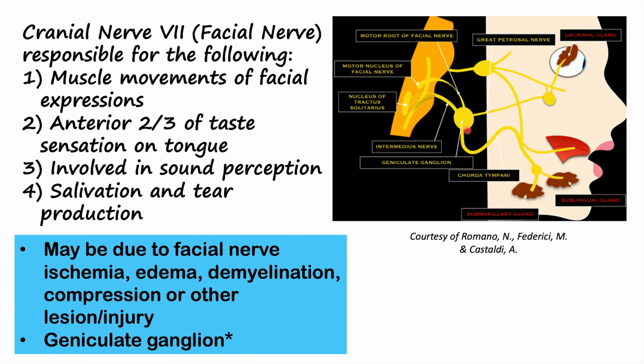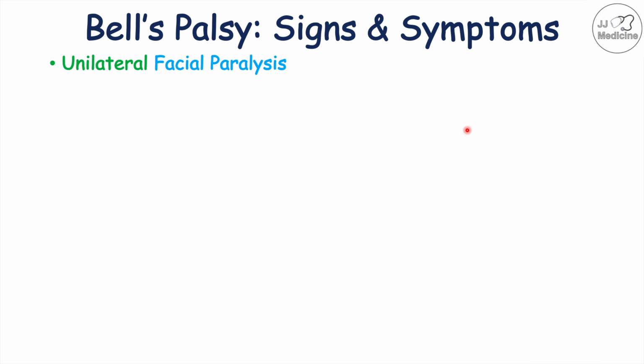Now let's talk about the signs and symptoms of Bell's palsy. As mentioned before, this is a condition involving unilateral facial paralysis. Unilateral meaning that it is one-sided. It affects one side of the face. What's important to note here is that bilateral facial paralysis may occur in some patients with Bell's palsy, although this is going to be a rare occurrence.